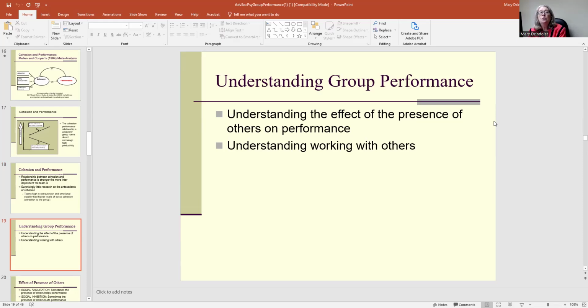Okay, so we want to really understand what we can do to make a group as high performing as it can be. And obviously, one thing is to have norms that support high performing group members and high performance.